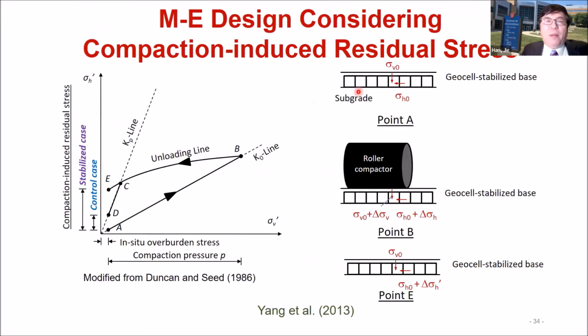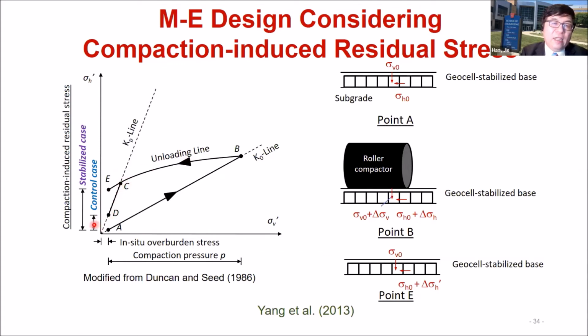Now let me move on to talk about the mechanistic-empirical design method, considering compaction-induced residual stress. This is the case dealing with the geocell. Initially the stress is at this level, and then if you have a roller, the stress will increase along the K-naught line. If the roller moves away, this will generate unloading. Because this is a failure envelope, if you don't have a geocell, the stress will reduce to here.